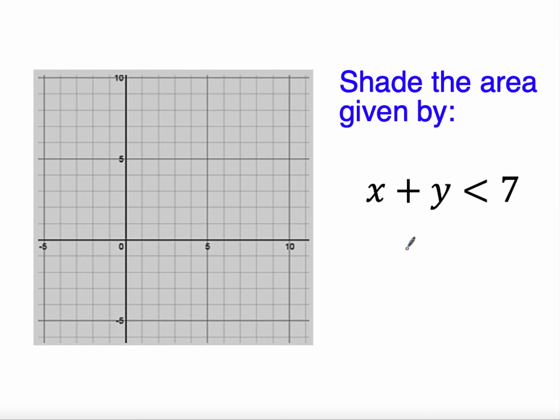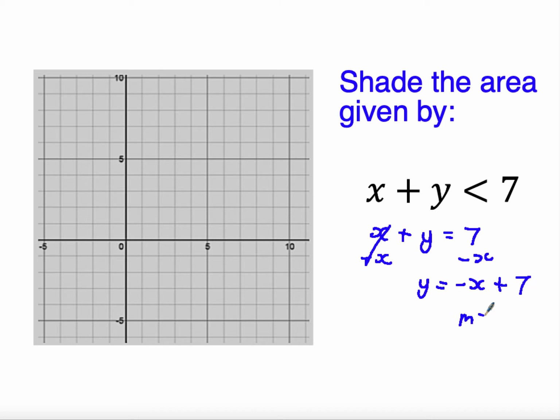Now this one's a more interesting type, because this time it's not automatically written in the form y equals mx plus c. So you've got two options here, and I'll show you them both. The first option is to rearrange it so that it's in the form y equals mx plus c. It's not that tricky this time, because if you do, you get y equals negative x plus 7.